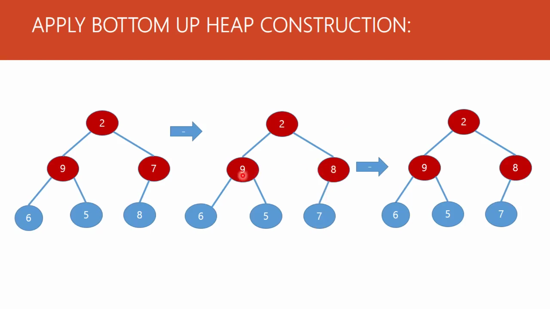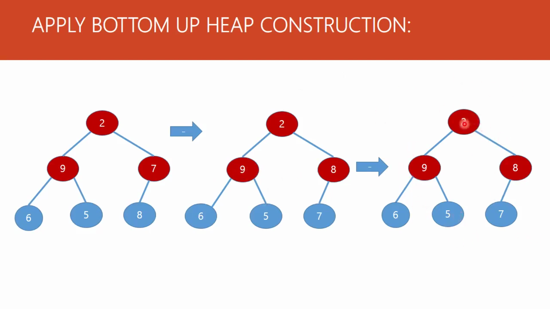Next, you check for the next parent. So 9's children are 6 and 5. Among 6 and 5, 6 is bigger, so compare 6 with its parent. Here the parent itself is bigger, so no swapping. So continue with the next process. You get the same tree as it is here.